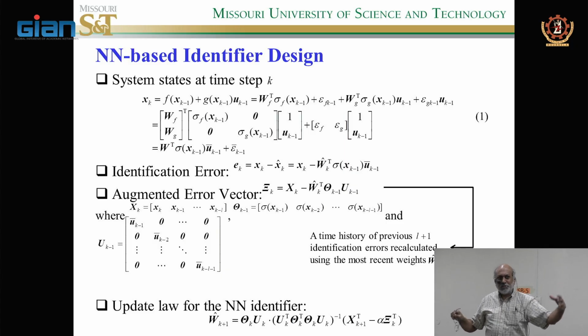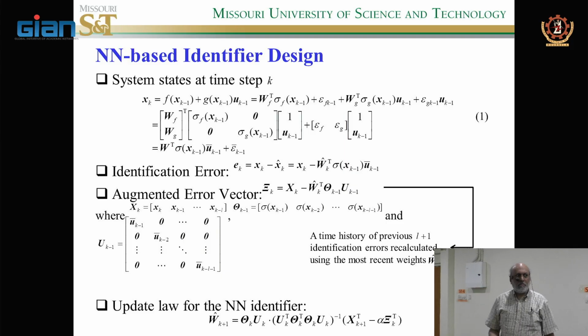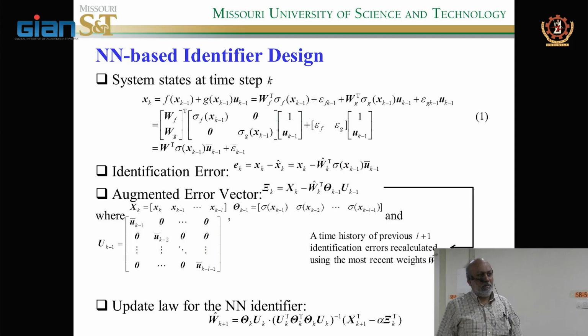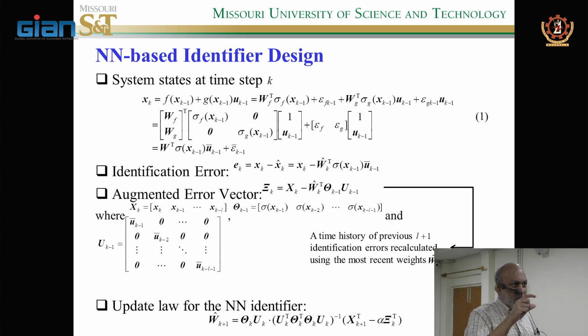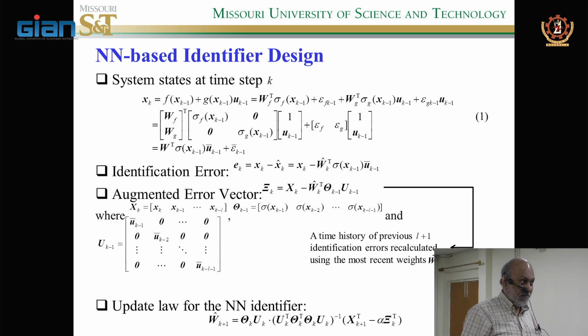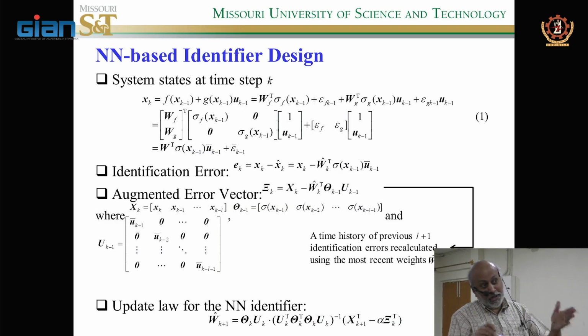Why? Simple. You see there is a term with an inverse. That term is not invertible if you only take one instant. And there is a condition in adaptive control. We did talk about it. I know some of you have taken adaptive control. What is the condition? You guys need to look at the slides.